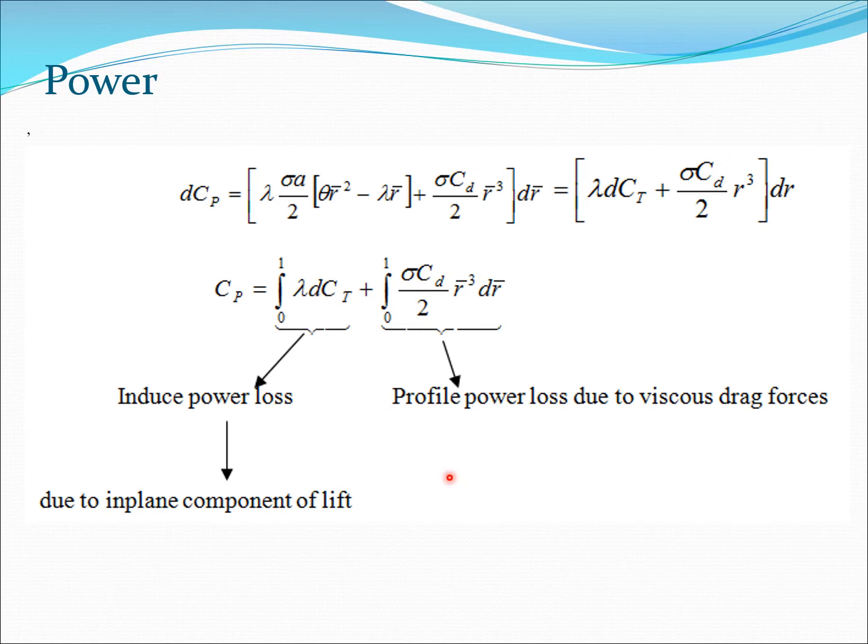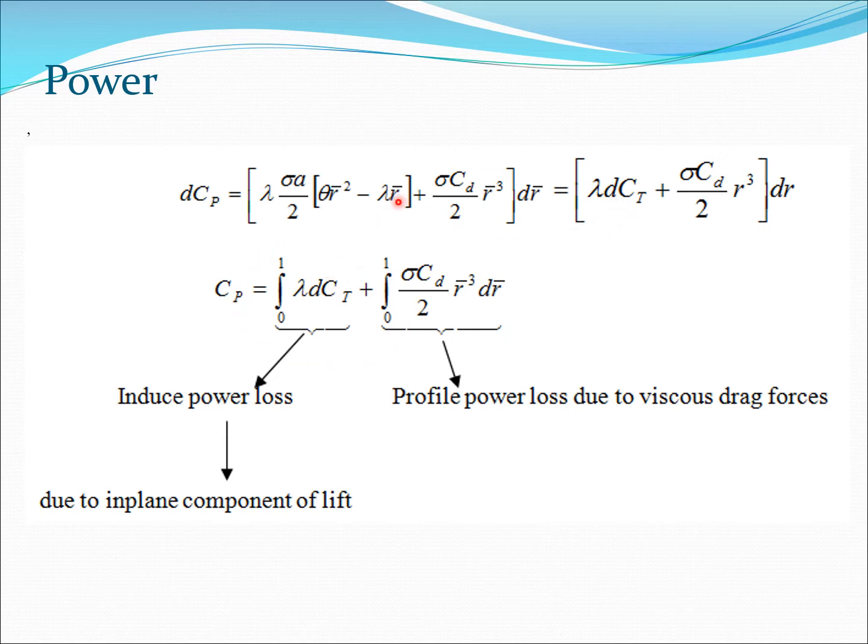So now let us turn our look on power. So we start with the expression for power. Recall from the last time the incremental power dCp had a component due to the induced power, and the second component which relies on CD, that is coming from the profile power, and so we can write it in this form. Now if we do the integration, we get this expression here.